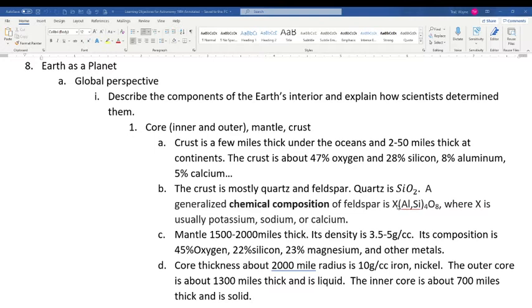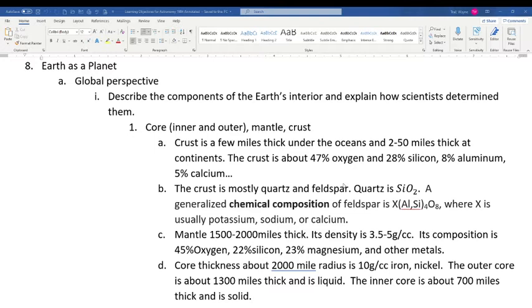And so the mantle, which is 1,500 to 2,000 miles thick, these are kind of roundish numbers depending on where you are on the Earth. It's underneath the crust. The density of the crust, I didn't say, is about 3 grams per cubic centimeter. The density of water is about 1. So the rocks that you pick up on the ground are typically about 3 times the density of water. That's why they sink so easily in water.